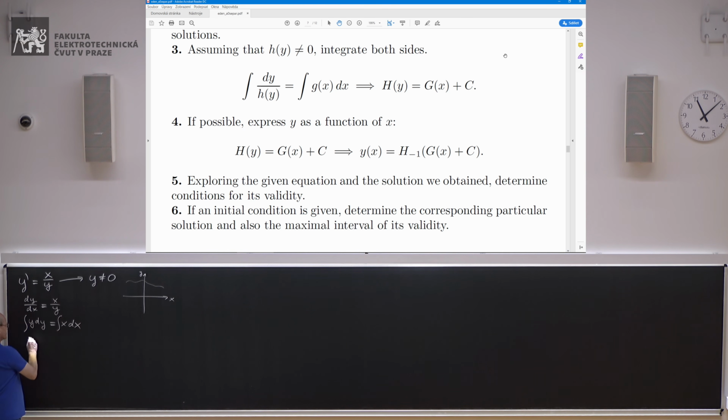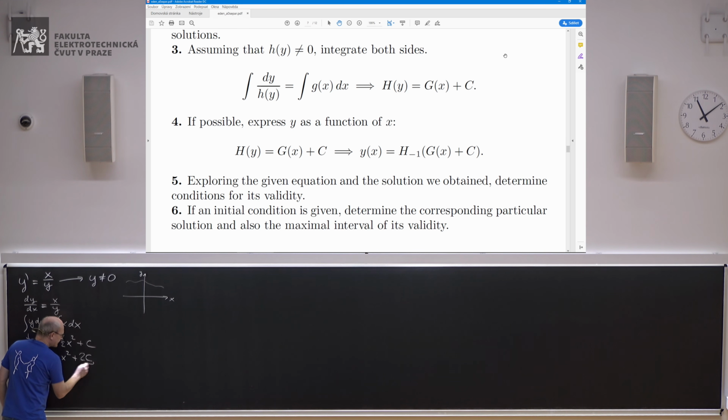Well, let's try integration. On the left, 1/2 y squared. On the right, 1/2 x squared plus c. Let's make it nicer. y squared is equal to x squared plus 2c. 2c, what is c? c is an arbitrary number. I have control over it. If I multiply it by 2, again the outcome is an arbitrary number.